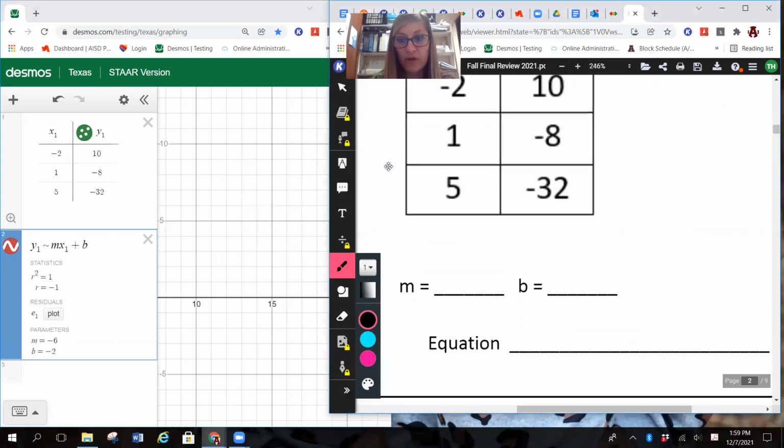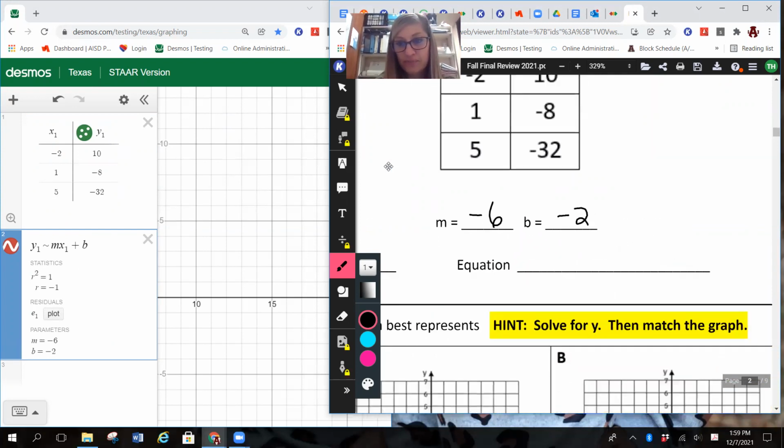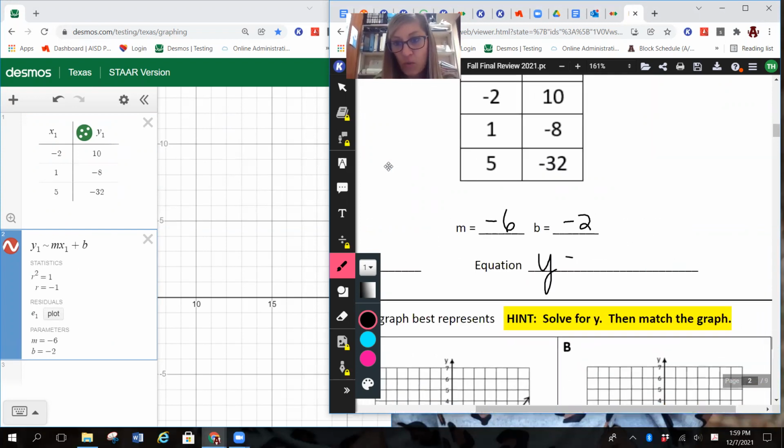And here we have our m and our b. Our slope is -6. Our y-intercept is -2. So the equation is y equals -6x minus 2.